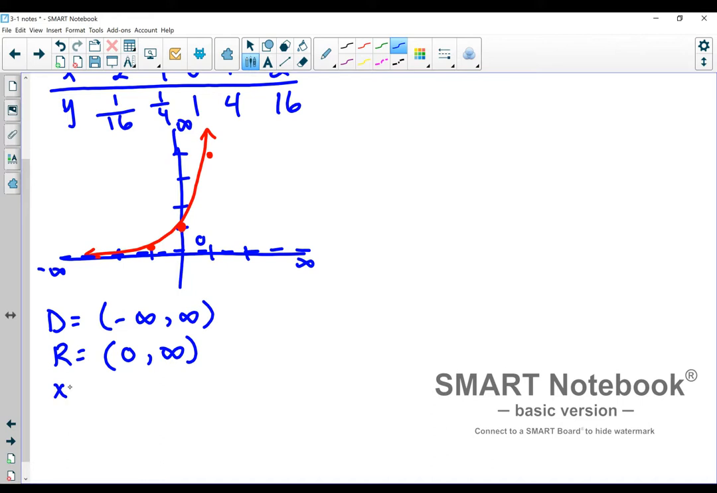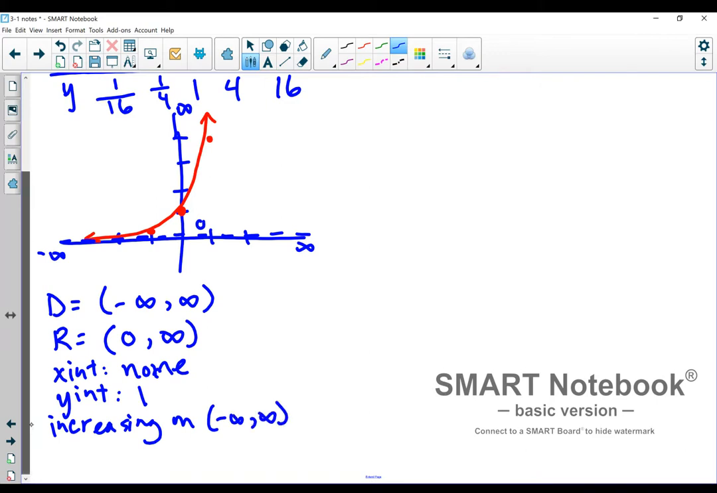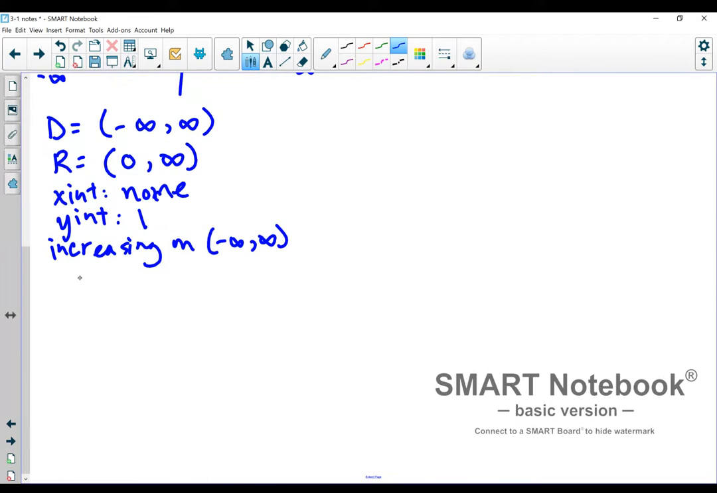When I look at my x-intercept, there are none, so there actually aren't any to look at. My y-intercept is 1. With these kinds of functions, if I raise anything to the 0 power, I'm going to get 1. My function is increasing for the entire function, so increasing on -infinity to infinity. And I can see that I have an asymptote, so I'm going to write that down. My asymptote would be y equals 0.